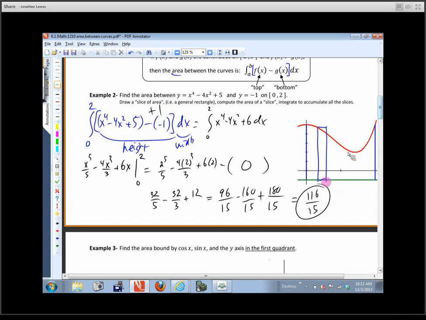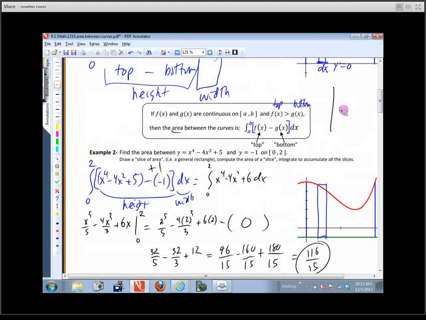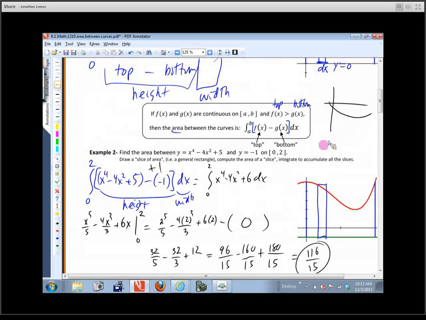What if y was some function? What if I had something like this? What if I had a function that was down below here and another one here? So here's my g and here's my f. Oh, darn. If I do top minus bottom, do I still get a positive answer?